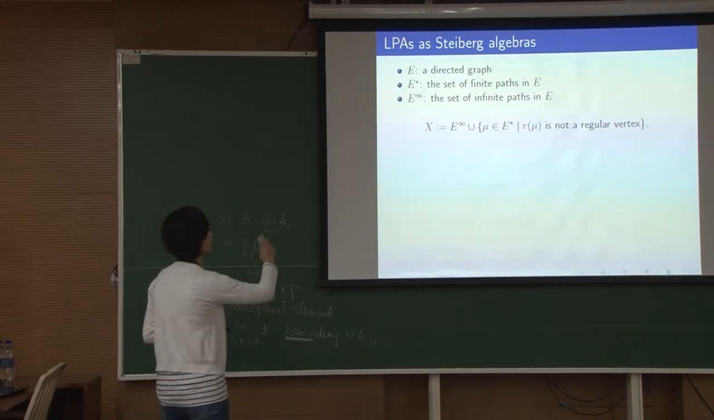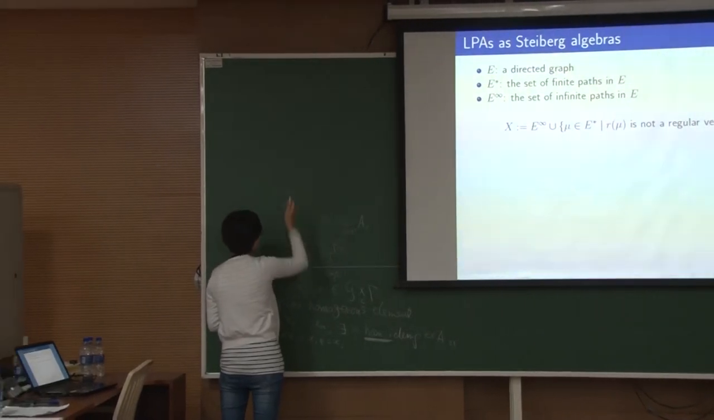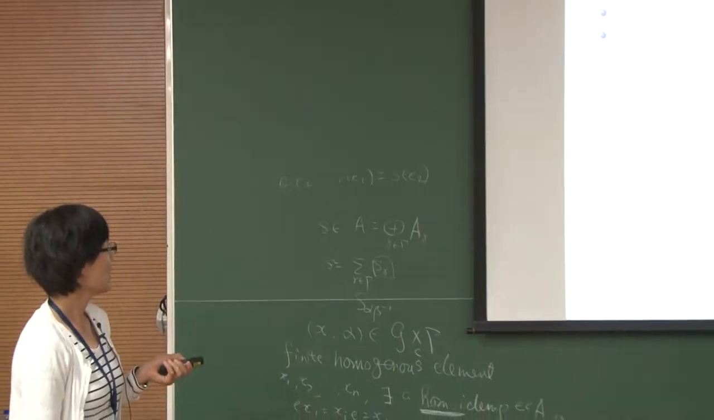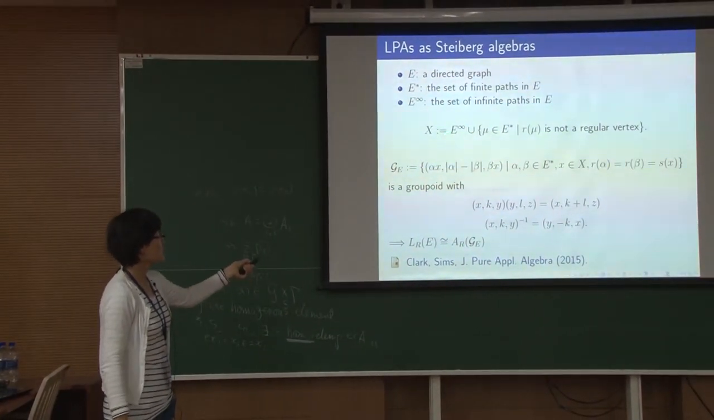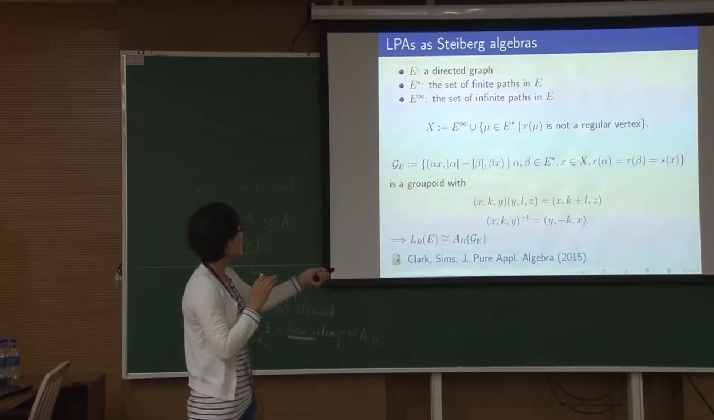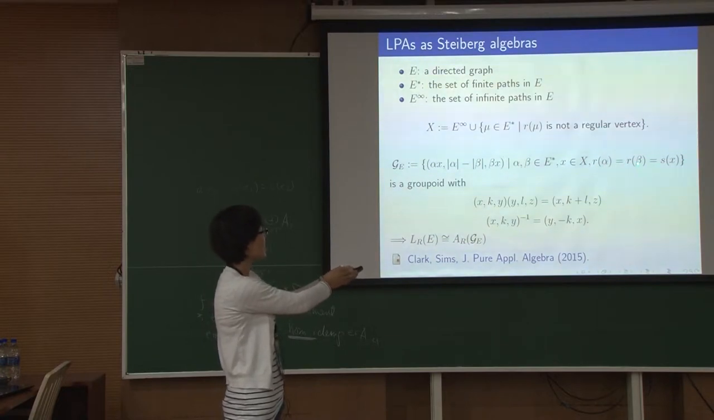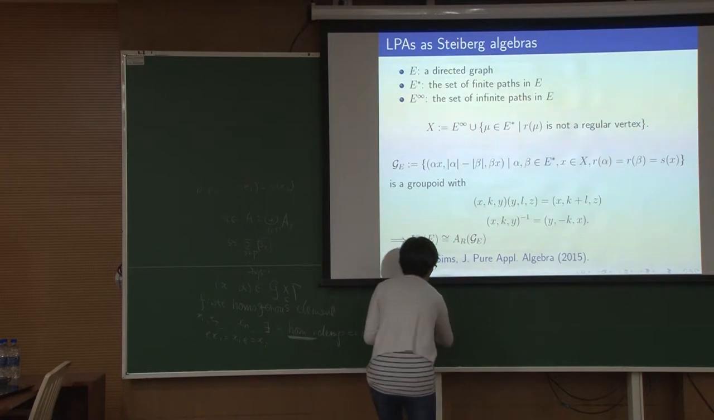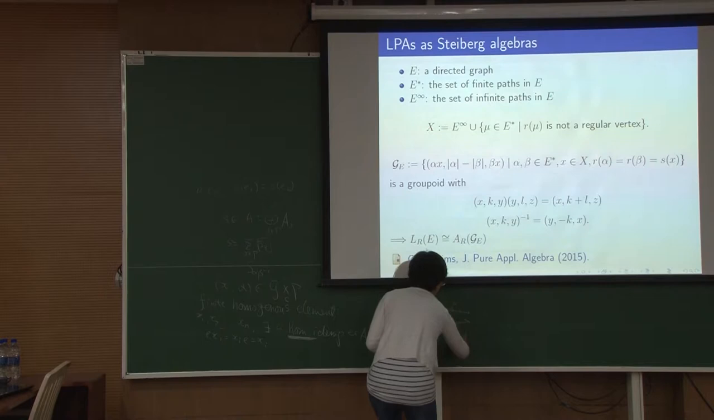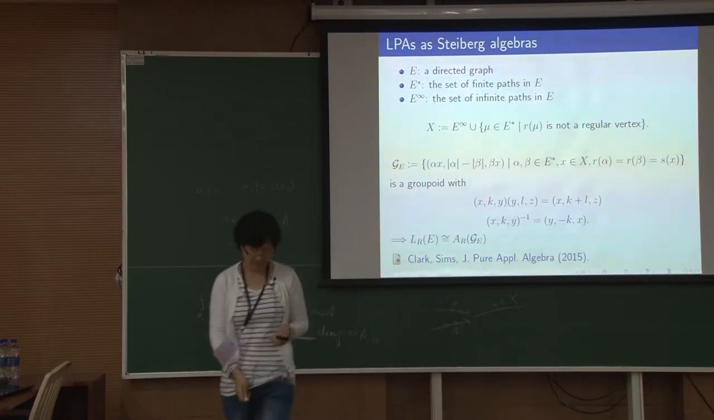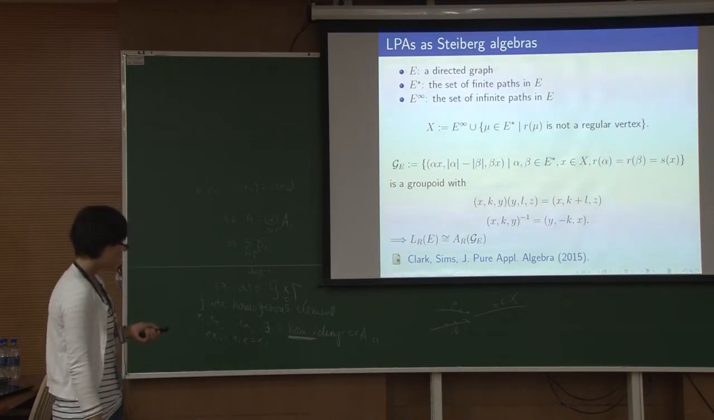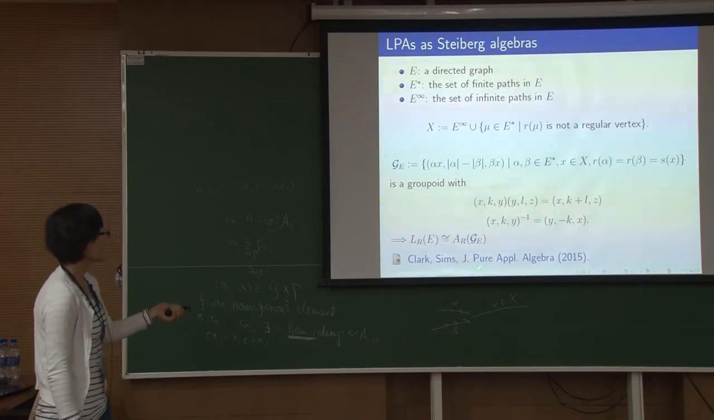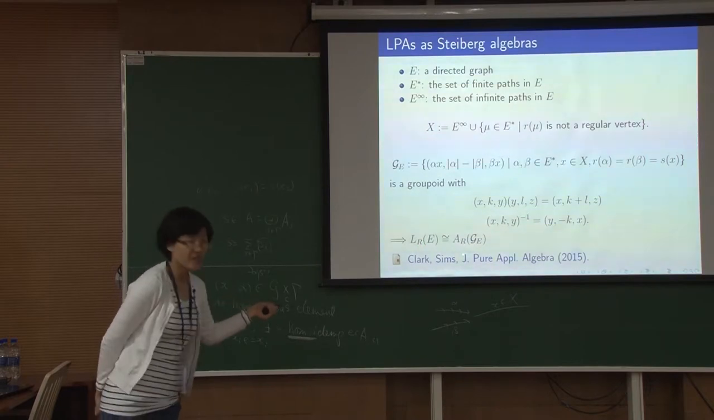Here we use the composition for paths from left to right. So we use U1, U2, that means the range of U1 is the source of U2. We know that the group of the DE consists of these triples, where alpha, beta are finite paths and X is an element in X. Here the range of alpha is the range of beta, and they are equal to the source of X. So for a triple alpha X, beta Y, we do it this way: this is alpha, this is beta, and this is X and X. And here are the composition and the inverse maps for this groupoid. In this paper, Clark and Sims proved that the Leavitt algebra is graded isomorphic to this standard algebra.